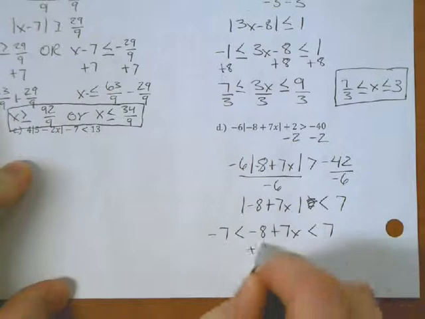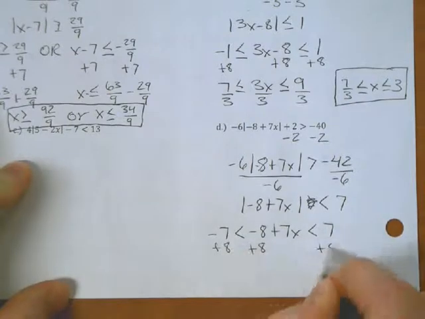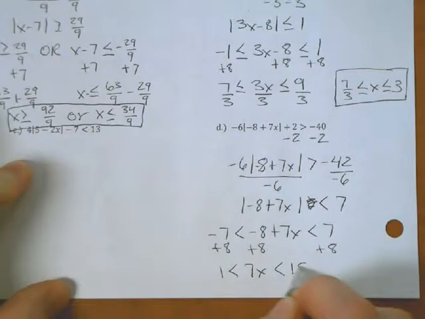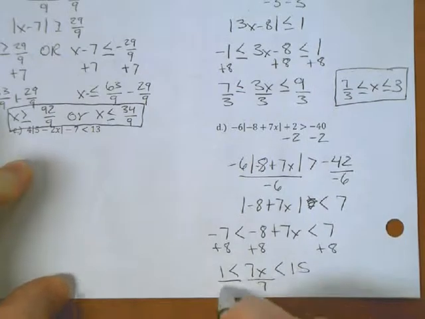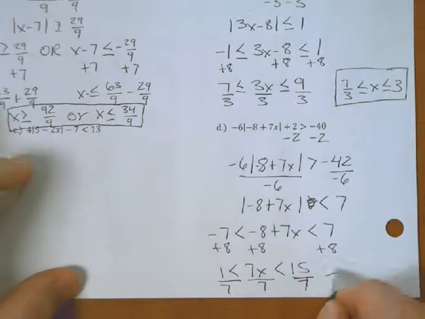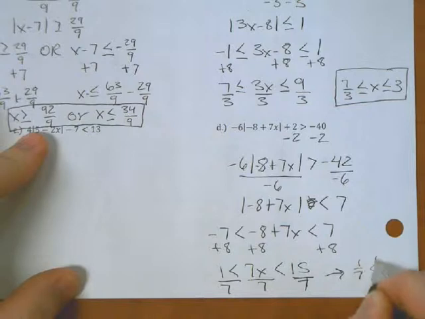Add 8 to all sides. So you get 1 is less than 7x, which is less than 15. Divide by 7 on all sides. So you get 1/7 is less than x is less than 15 over 7. Ta-da!